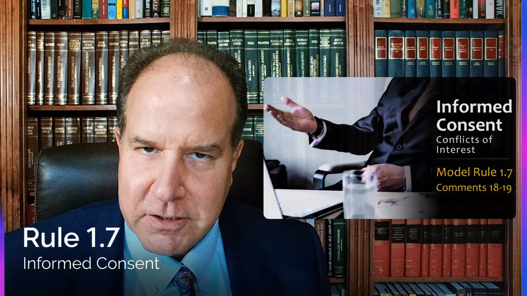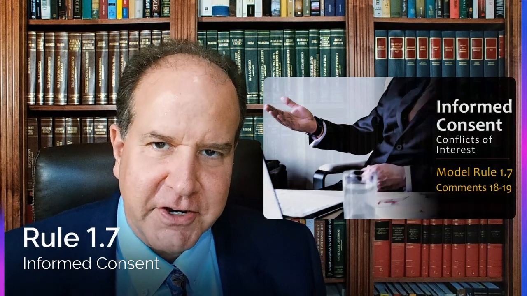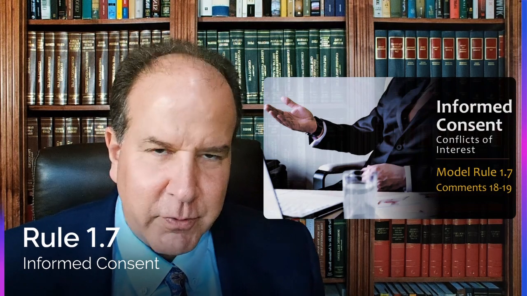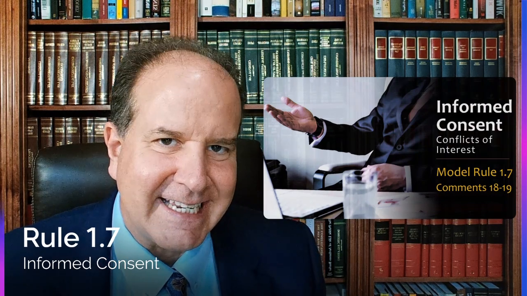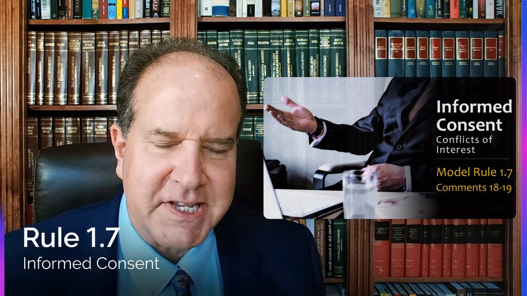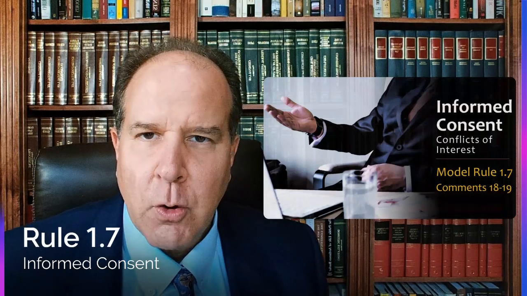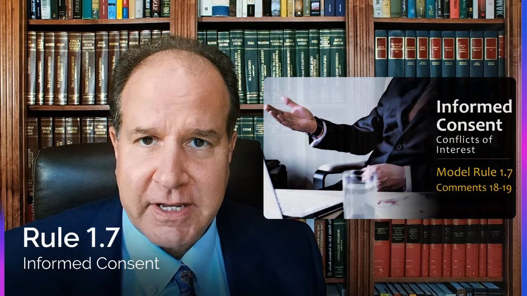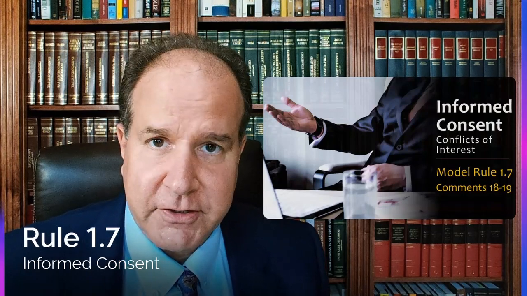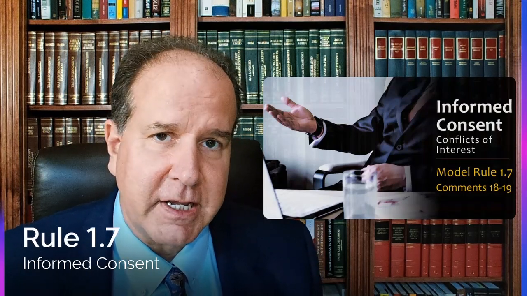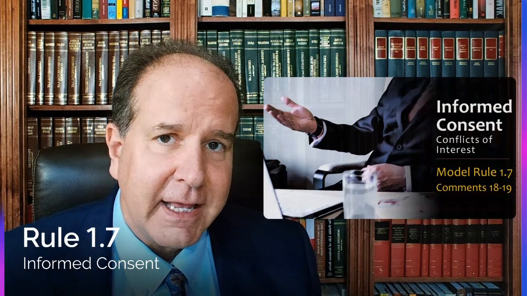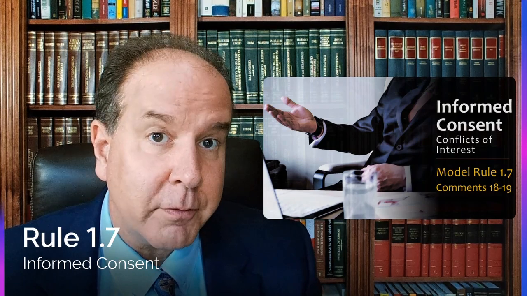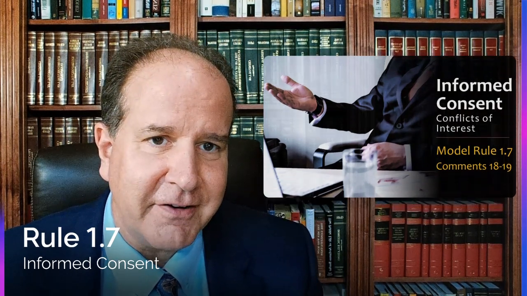This is a video about conflicts of interest and getting informed consent from your clients to the conflicts of interest under Model Rule 1.7. Here we're really focusing on comments 18 and 19 to Rule 1.7, which sort of flesh out what we mean by informed consent, and how much information or subjective understanding or actual knowledge the client has to have in order for it to count as them giving informed consent to the conflict of interest.